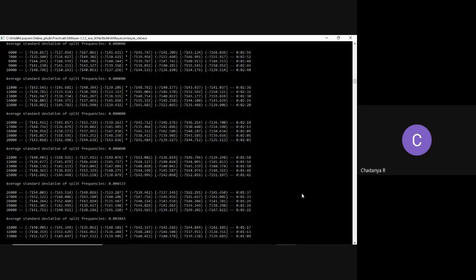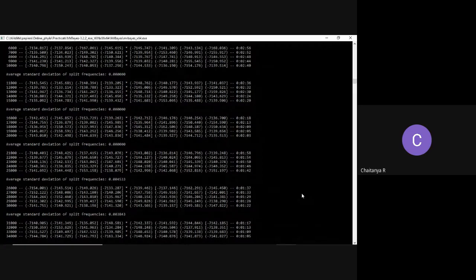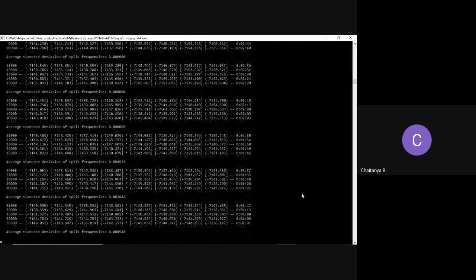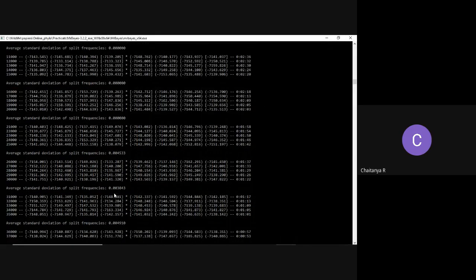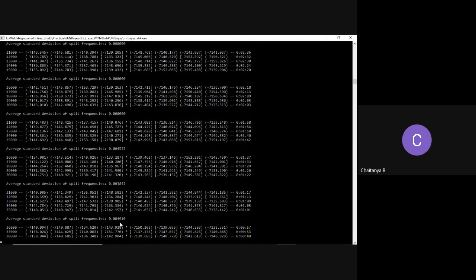Cool. So this has to run for another 16,000 generations, which I think it will complete fairly fast. And you also see this other interesting thing. It says average standard deviation of split frequencies is 0.003843, and then later on it becomes 0.004910.